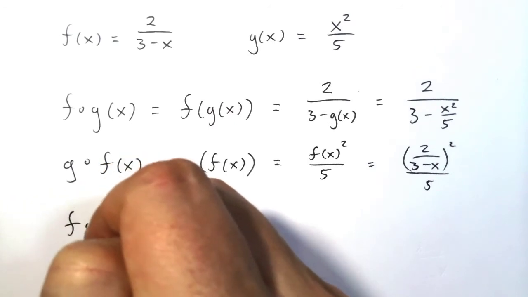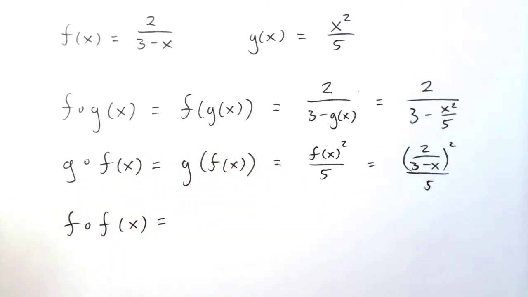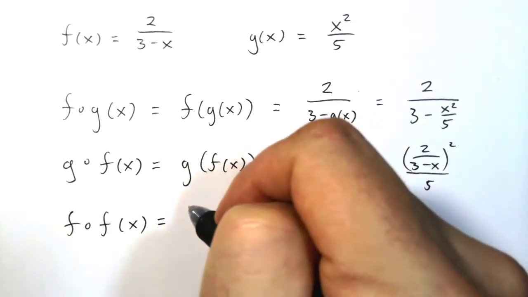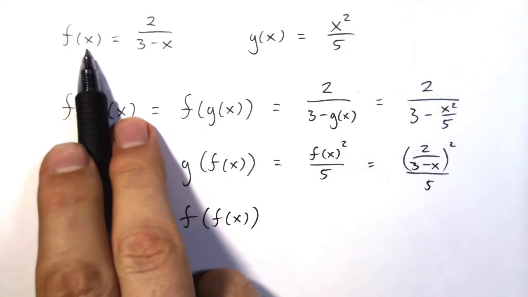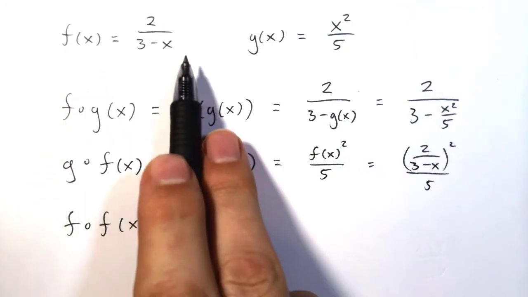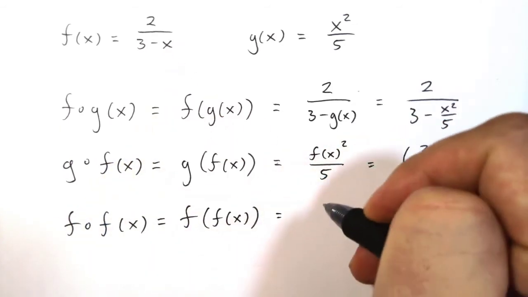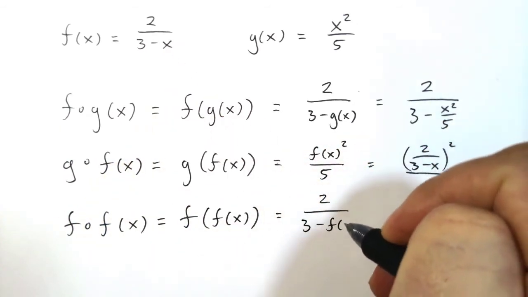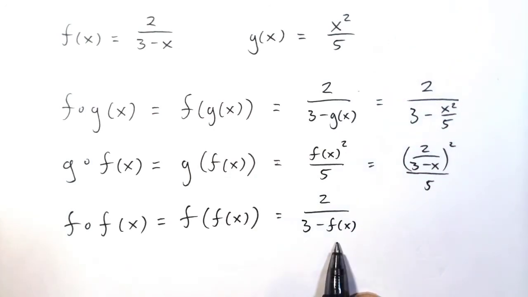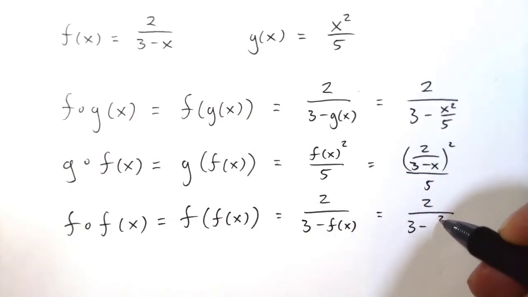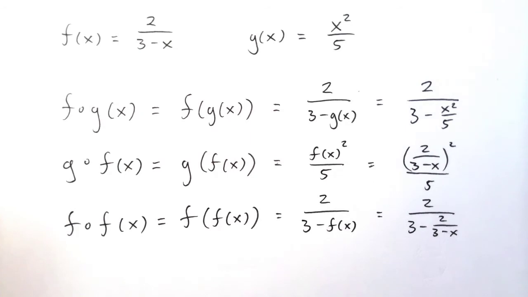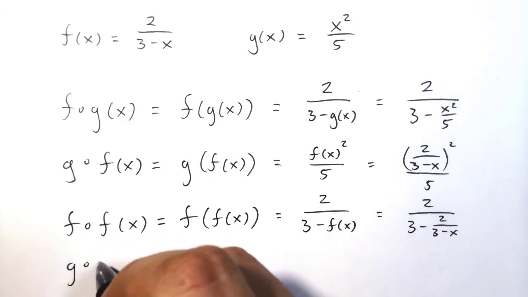We could do f composed with f of x. We could compose f with itself. Well, that's going to be f evaluated at f of x. So in place of the x here, I'm going to put an f of x. So this is 2 over 3 minus f of x. But what's f of x? F of x is 2 over 3 minus x. So what we have here is 2 over 3 minus 2 over 3 minus x. And yeah, you could probably do some simplification here, but I'm going to leave this like this just for the sake of expediency here.